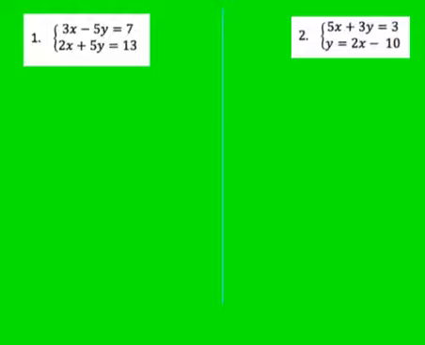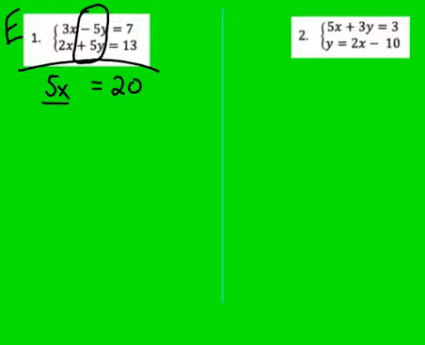So number one here, they're both in standard form. They also have opposite variables here. This is going to go to 0 every single time. So I know this one's elimination. I'll just write elimination. This is an example of it. 3x and 2x is 5x. And then 7 and 13 is 20. Divide by 5. Okay, x equals 4.